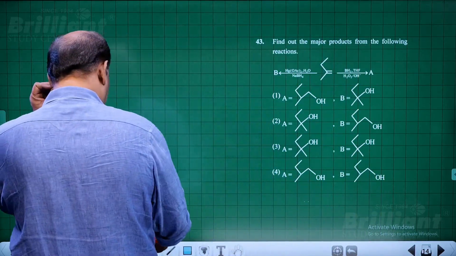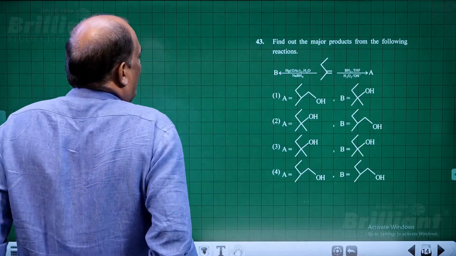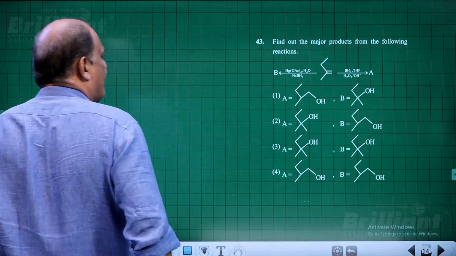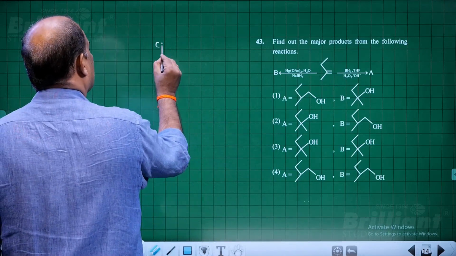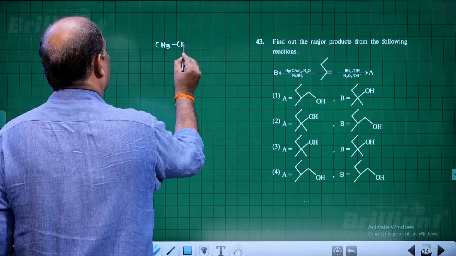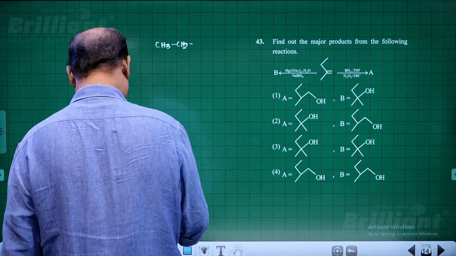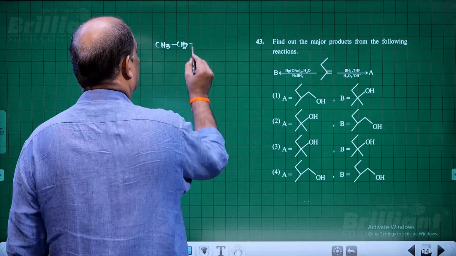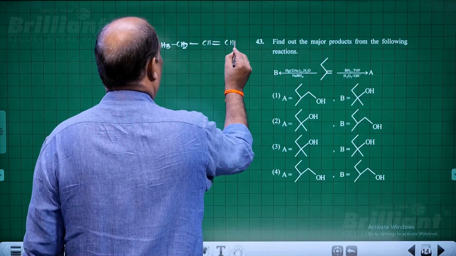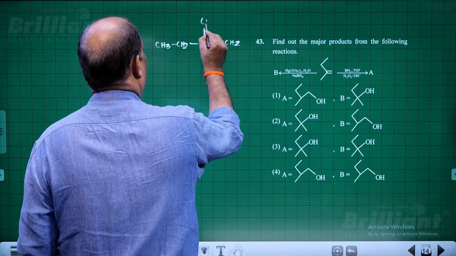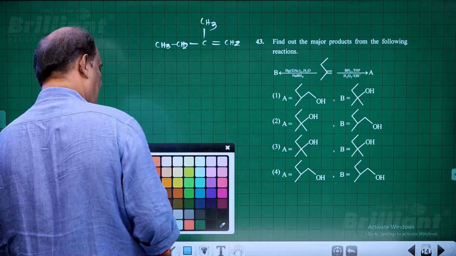Find out the major products from the following reaction. That is 1, 2, 3, 4. This is CH3, this is CH2, this is C. Again, this is there.